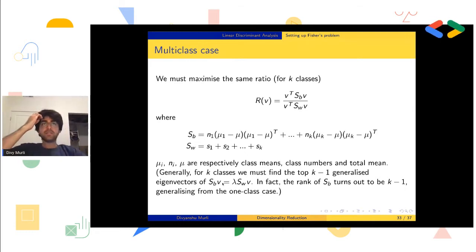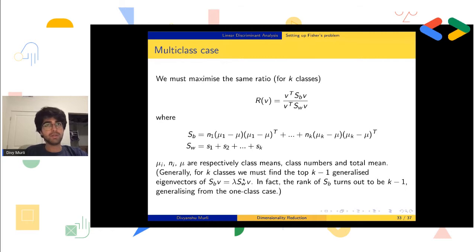Okay. So I can just move this to the other side. Sorry, I meant to say SW inverse. I have to move the SW to the other side. That's why I just confused myself. So I move the SW to the other side, I say SW inverse SBV equals lambda V, and then we compute, and that's just a regular eigenvalue problem.